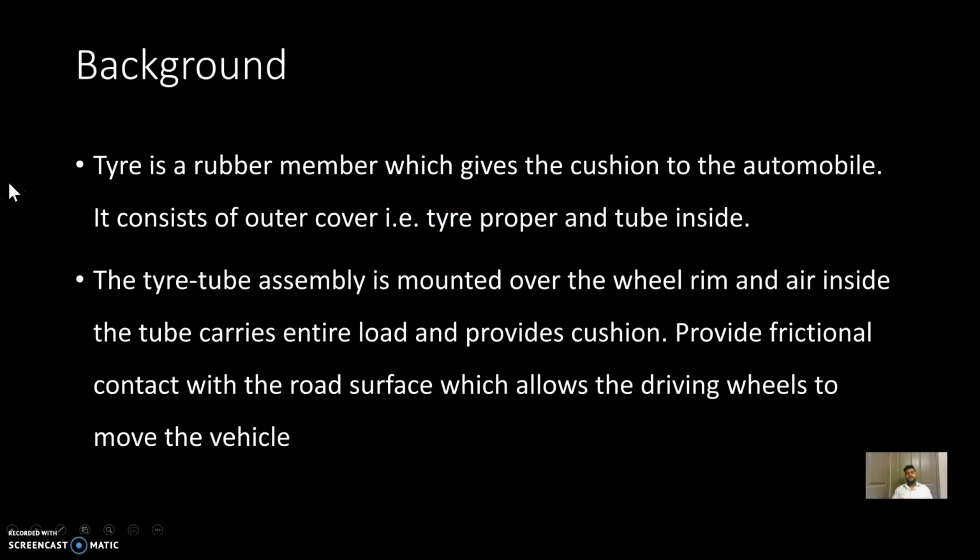Now, giving a little background. A tire is a rubber member which gives cushioning to the automobile. It consists of the outer cover and the inner cover, the inner tube. For the inner tube assembly, the inner tube is mounted over the wheel rim, and the air inside this tube carries the whole load that provides cushioning. Also, it provides the frictional contact with the road surface that allows the driving wheel to move with the vehicle.